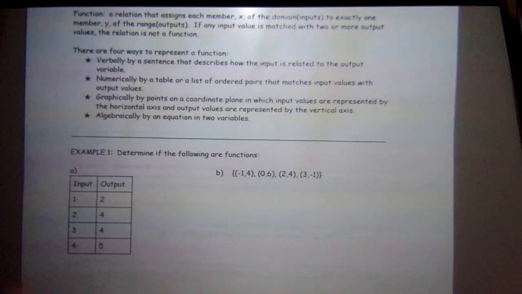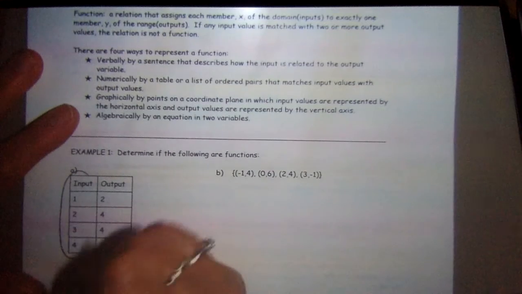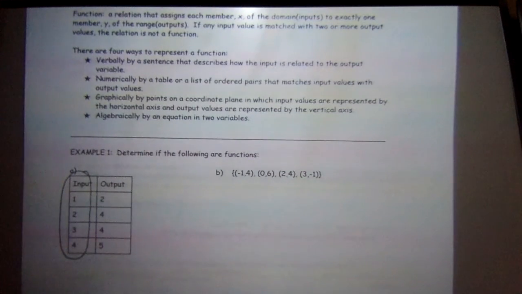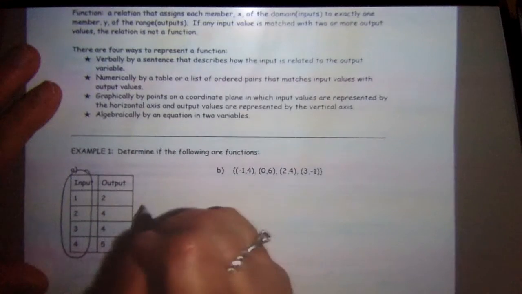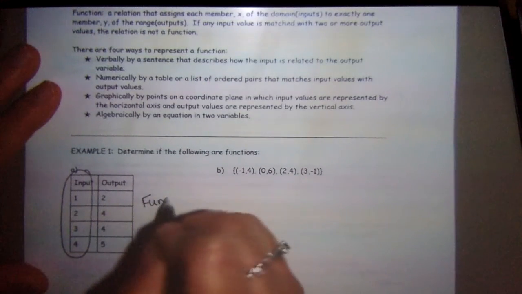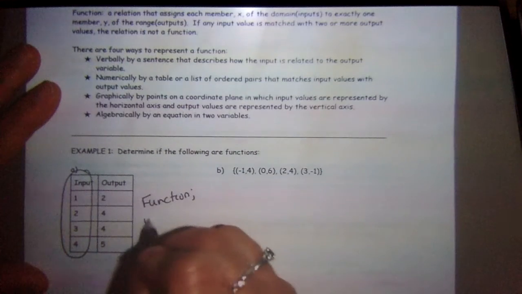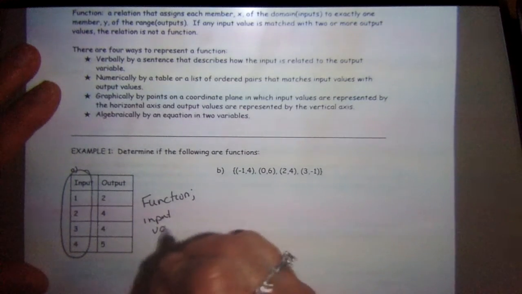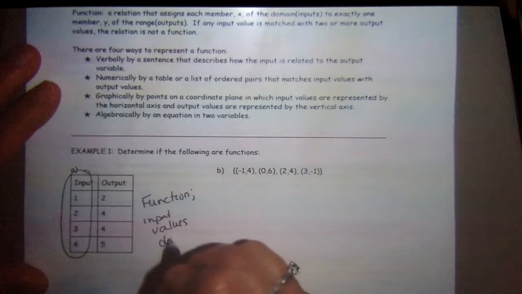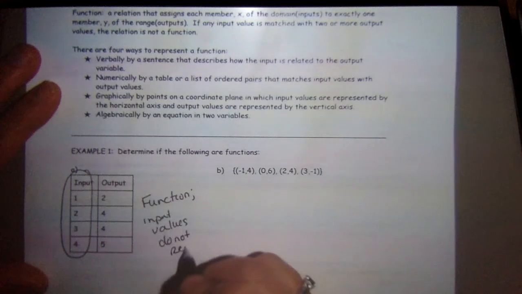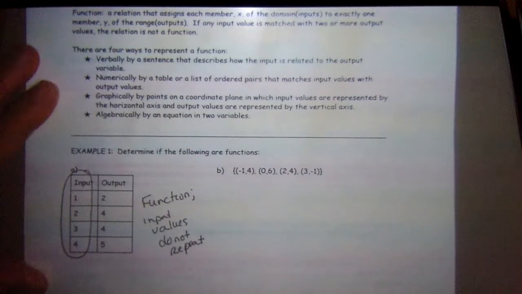What do we do if I give you either a table or a set of ordered pairs? Yes, we look at the x values, or the input values in this case. Are these input values all different? Yeah, so it is a function. The input values do not repeat. Tables are easy. Just look down that.